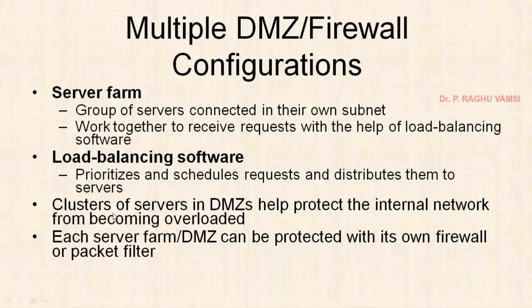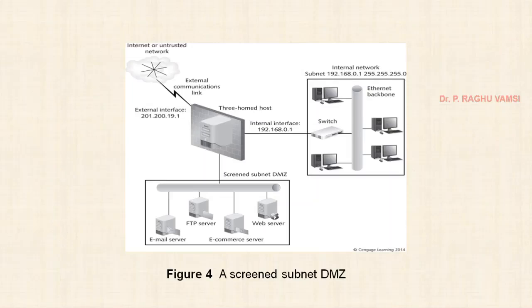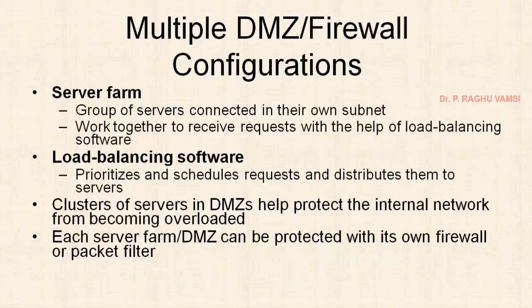So mainly, whenever multiple DMZs or firewalls are configured, it is because there is huge traffic, terabytes or more than terabytes of traffic coming, and one host cannot balance it. When one host is not sufficient to hold the traffic, multiple hosts, dual homed hosts, will be placed in multiple places of the network, so that the workload will be equally balanced. That is what is called multiple DMZ or firewall configuration.